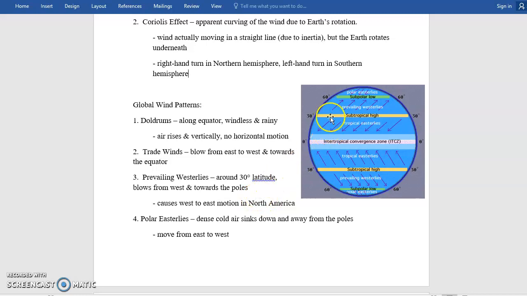Where we live is in the middle of these prevailing westerlies. This is why most of our storms blow in from the west and are heading east, because that's the motion of the air right above us. And then finally, when you get high enough, closer to the poles, above 60-degree latitude, you get the polar easterlies. There's dense, cold air that sinks down and away from the poles. It's blowing from the east to the west.